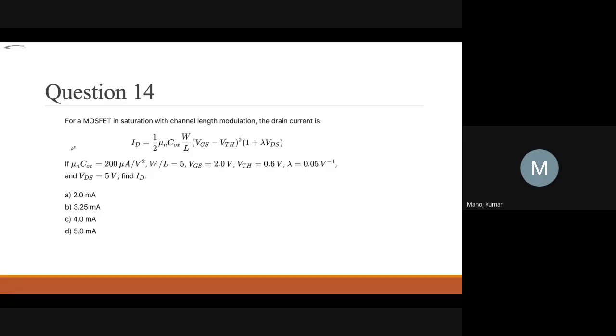Just a minute. Others also, have you calculated the value of this ID? Yes, ma'am. 1.225 milliamps. Okay. So how to calculate it? Just put the value.